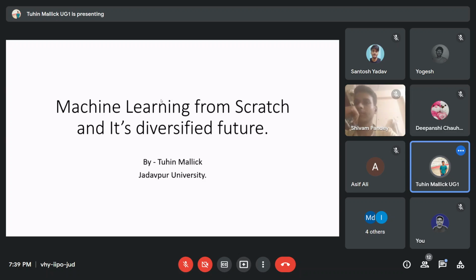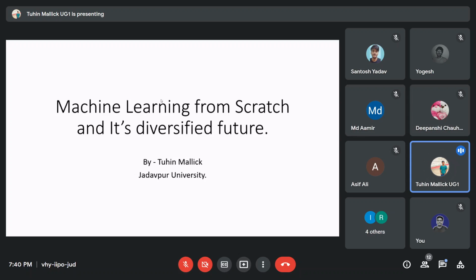So, hello everybody. This is Tuhin Mallick, first year undergraduate student from Jadavpur University. And today I will give a very short introductory session on machine learning from scratch, basic theoretical concept. How can you visualize that? How exactly we can use the terms machine learning, deep learning, artificial intelligence, and its various parts in our daily life for the technological development in various fields.